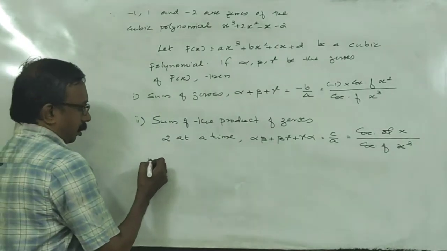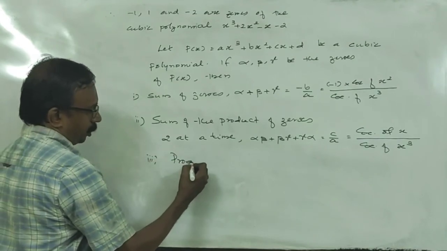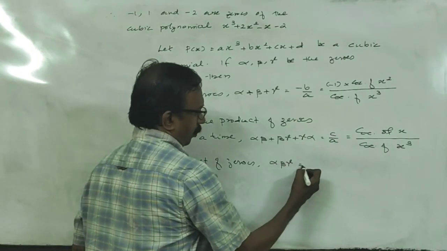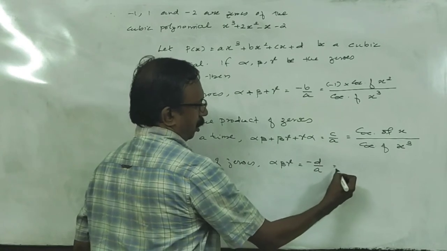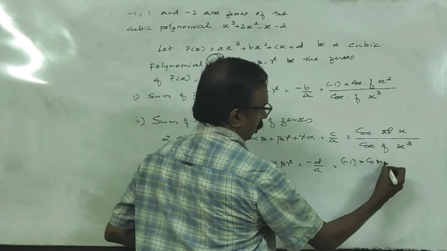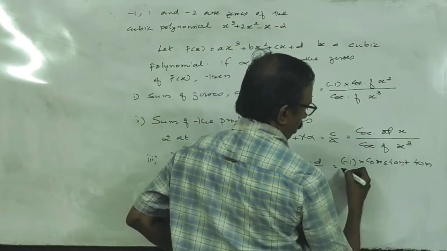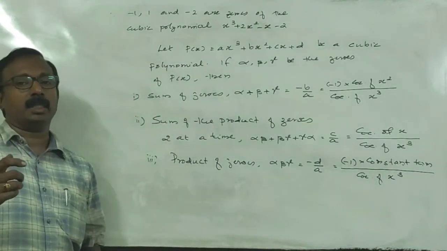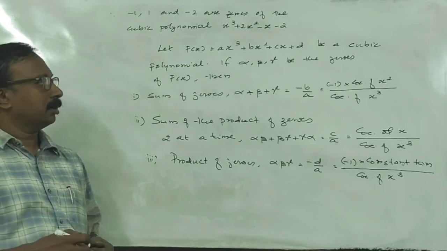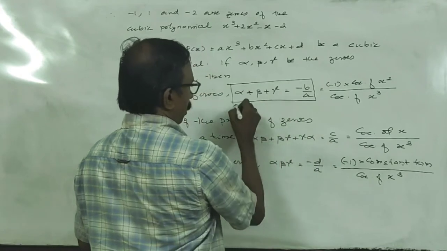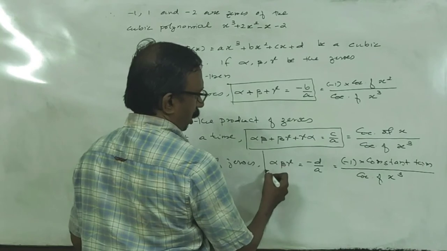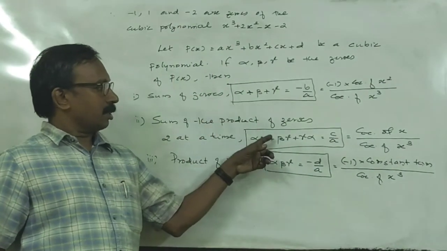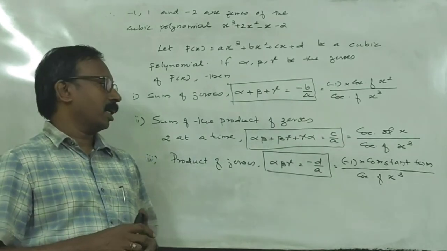Now the third relation is the product of zeros. Alpha beta gamma is equal to minus d by a, that is minus 1 into the constant term divided by coefficient of x cube, isn't it? This is the product of zeros, alpha beta gamma is equal to minus d by a. You should practice only this result, minus b by a, then c by a, then minus d by a. No need to write in expanded form, only this much is needed, minus b by a, c by a and minus d by a, isn't it?